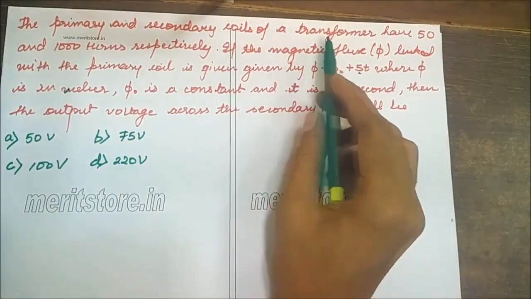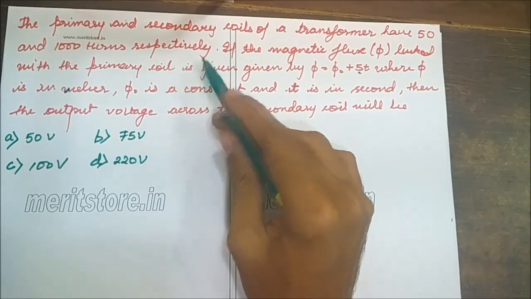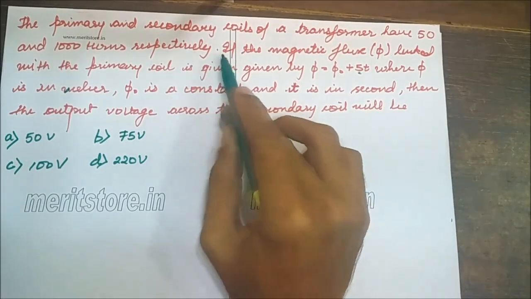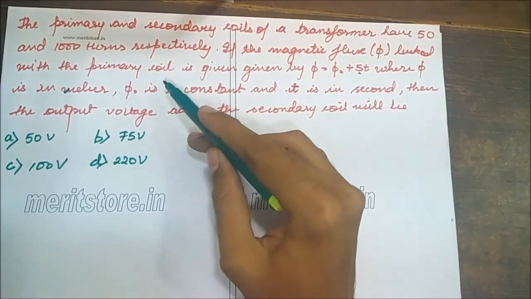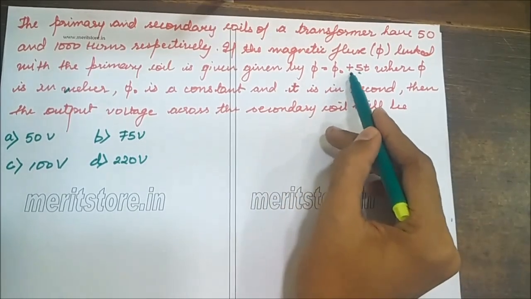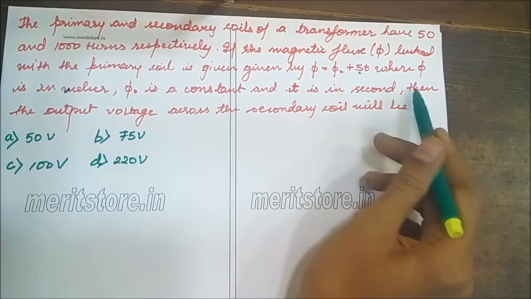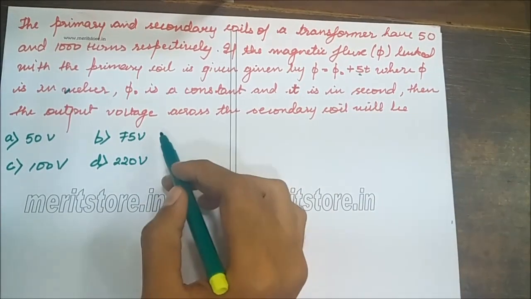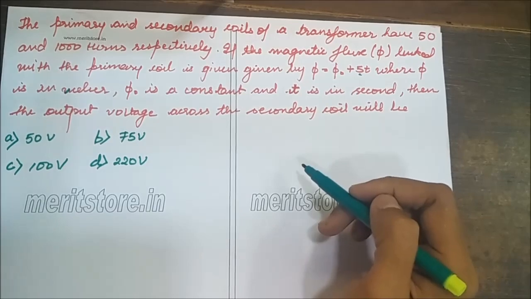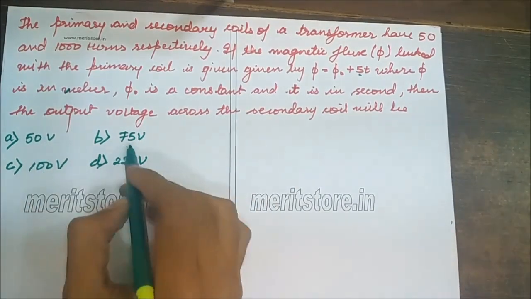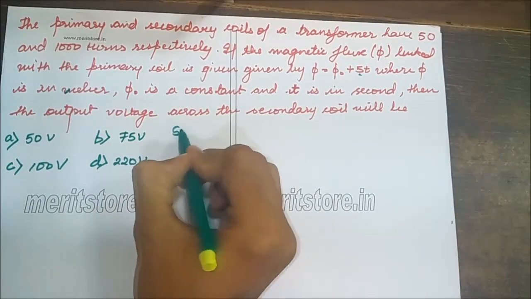Primary and secondary coils of a transformer are 50 and 1000 turns respectively. If the magnetic flux linked with the primary coil is given by phi equals phi naught plus 5t, where phi is in Webers, phi naught is a constant and t is in seconds, then the output voltage across the secondary coil will be 50 volts, 75 volts, 100 volts or 220 volts.